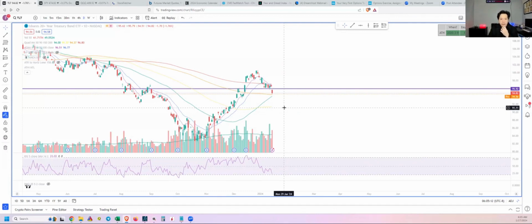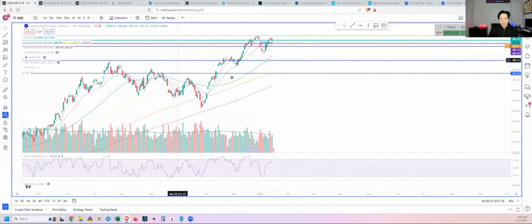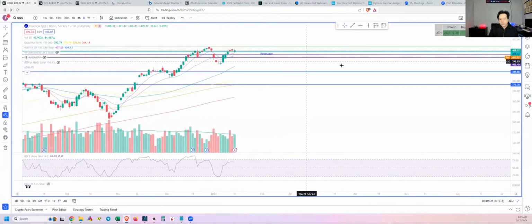So let's take a look at that. TLT gap down. We're at a critical level. Let's take a look at our major indices. We'll start with QQQ. And yeah, we didn't really move anywhere.